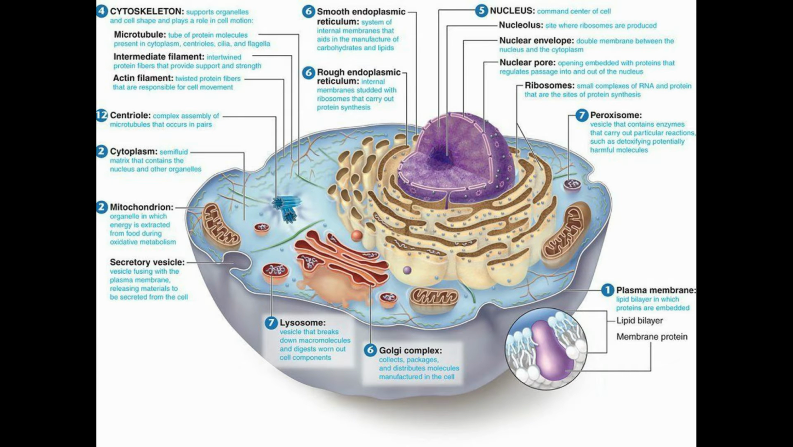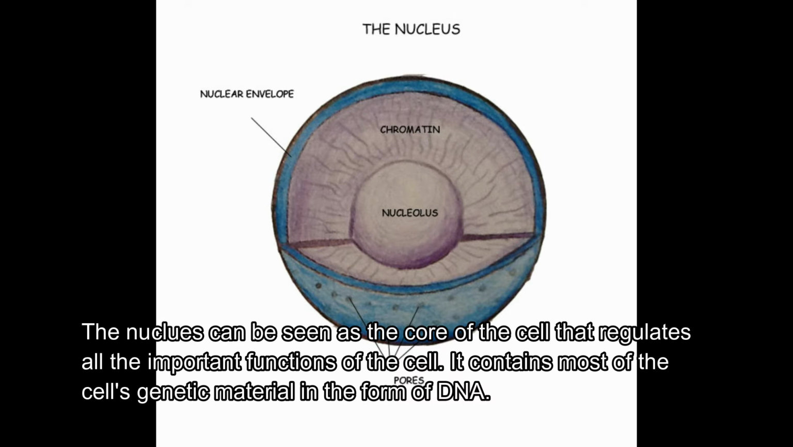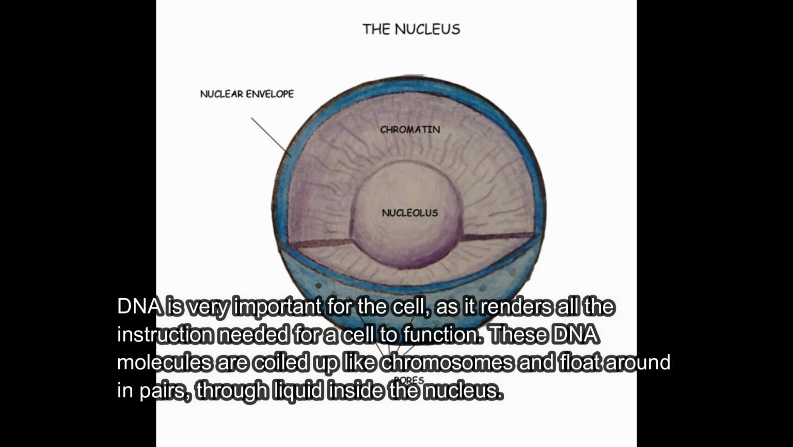The first is the nucleus, the control center of the cell. The nucleus can be seen as the core of the cell that regulates all the important functions of the cell. It contains most of the cell's genetic material in the form of DNA. DNA is very important for the cell, as it provides all the instructions needed for a cell to function. These DNA molecules are called chromosomes and float around in pairs through liquid inside the nucleus.